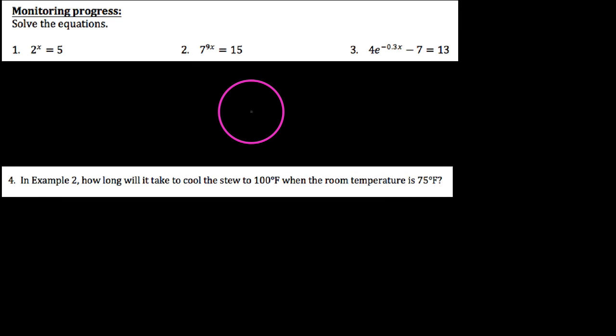Okay, YouTube, in this video we're just going to work through some examples of solving exponential equations, starting with some pretty basic forms and then kind of building up, and then also looking at an example of Newton's law of cooling. So let's go ahead and take a look at number one here.